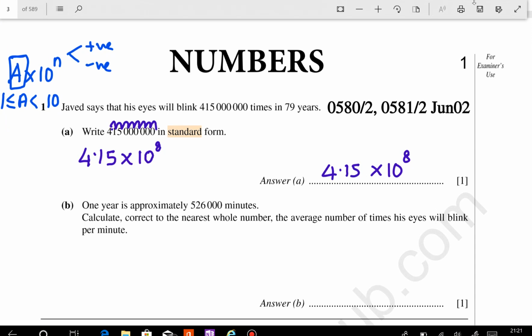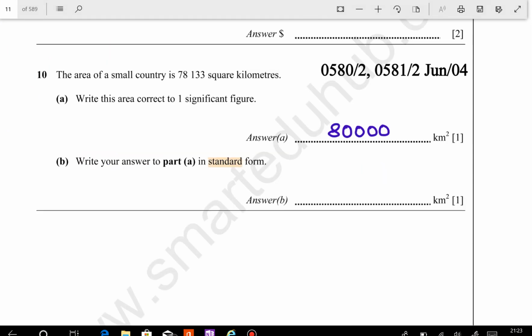Let us take another example. This question is taken from May June 2004 paper 2, question number 10. We will directly deal with the 10b part because we are not interested now in how to write numbers in significant figures, which is what 10a is asking us. I've already written the answer to 10a as 80,000. Now we have to write the number 80,000 in the standard form.